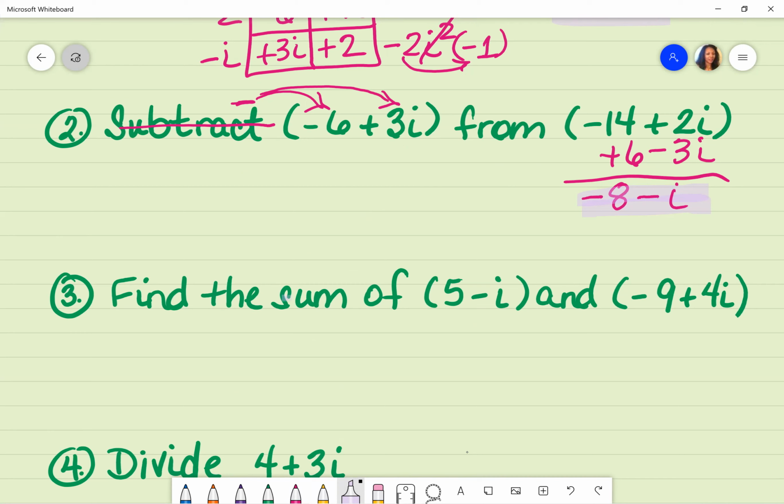The next one asks me to take the sum. Well, what's the sum? I'm adding. I can do the exact same thing. Just go ahead and combine like terms. I do not change the signs.